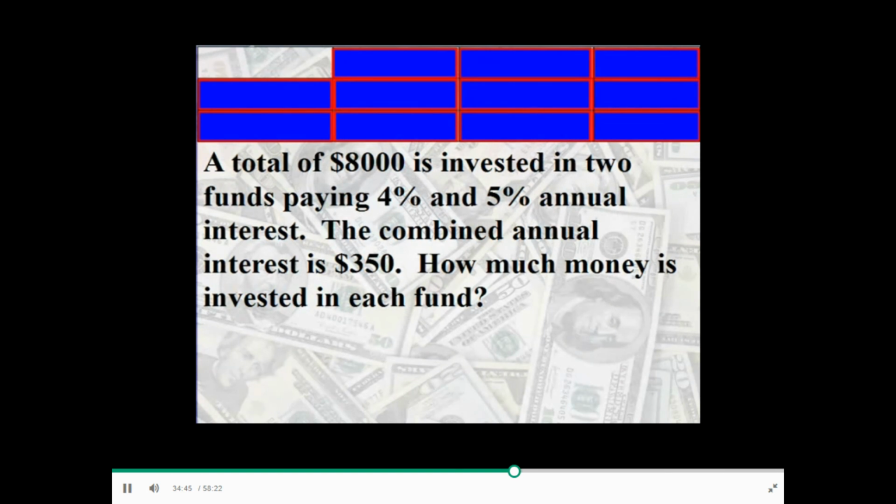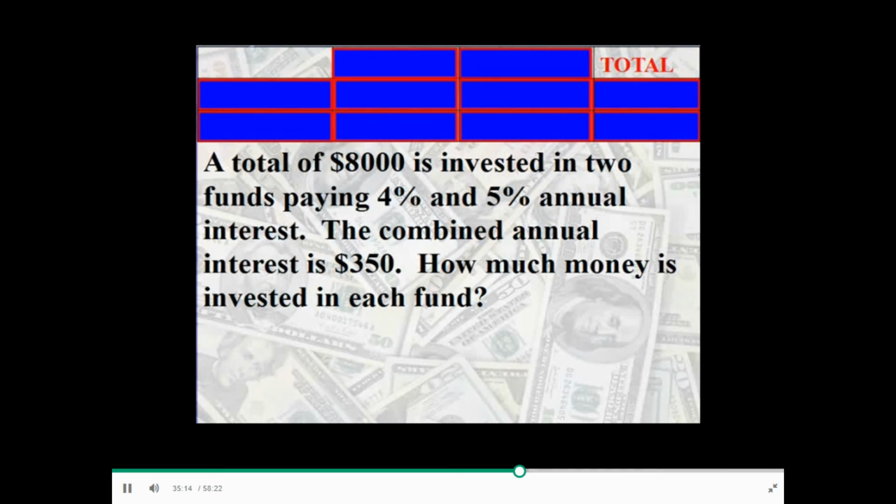For our next problem, we have some percentages, which tells us it must be a sort of a mixture problem. So here we go. A total of $8,000 is invested in 2 funds paying 4% and 5% annual interest. The combined annual interest is $350. How much money is invested in each fund? So everybody here knows that this box already is total. Hopefully you have that one already written down.